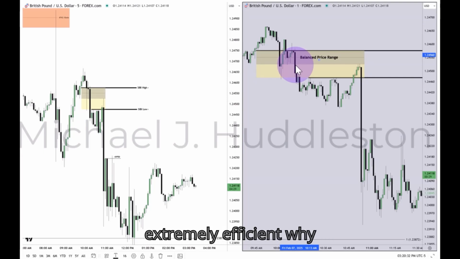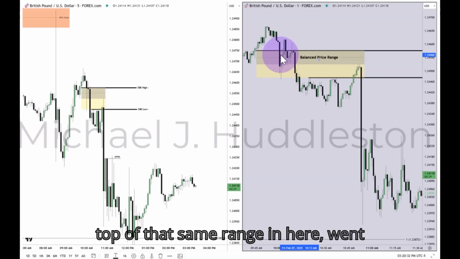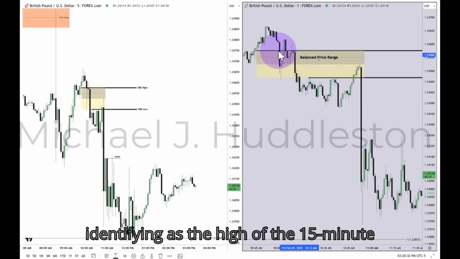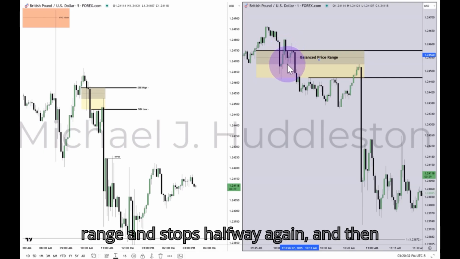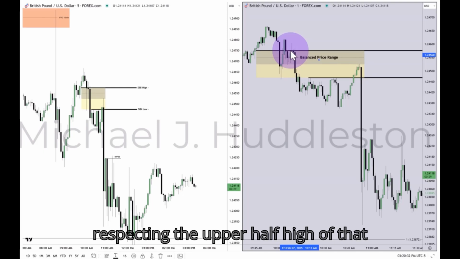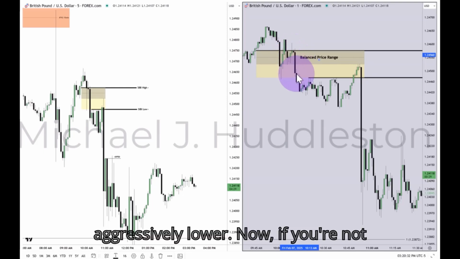It's extremely efficient. Why? Because the first candle dropped down into it here, and then we went back up over top of that same range in here. Went outside of that level that we're identifying as the high of the 15-minute SIBI, and then it returns back inside the range and stops halfway again, and then rallies once more. And the bodies are respecting the upper half high of that SIBI. Then it drops aggressively lower.